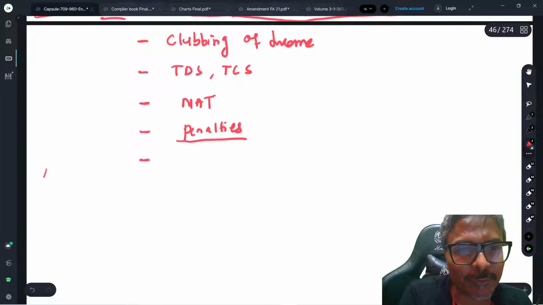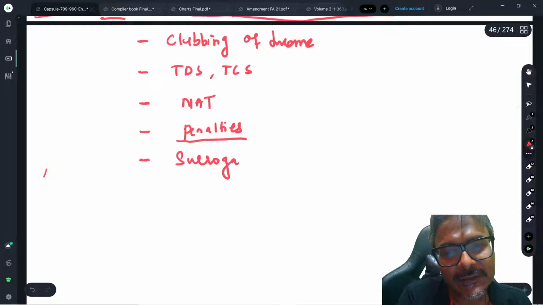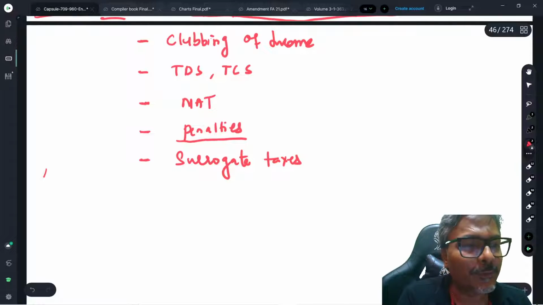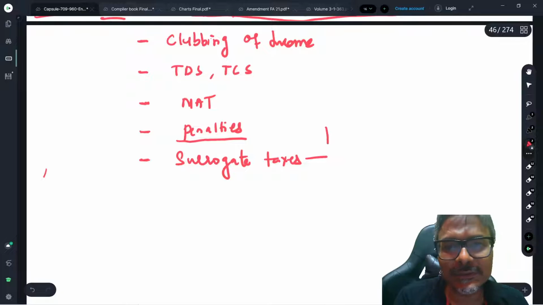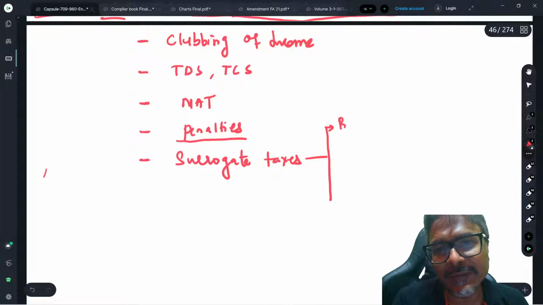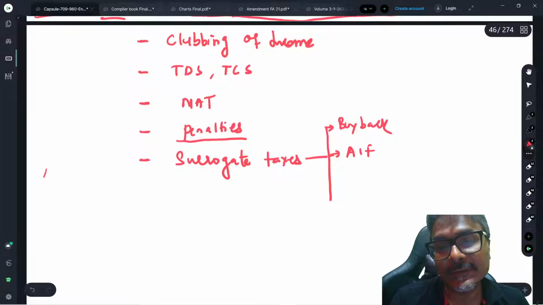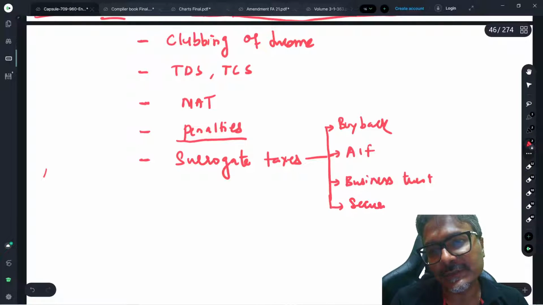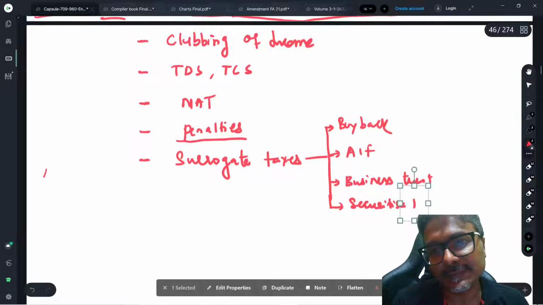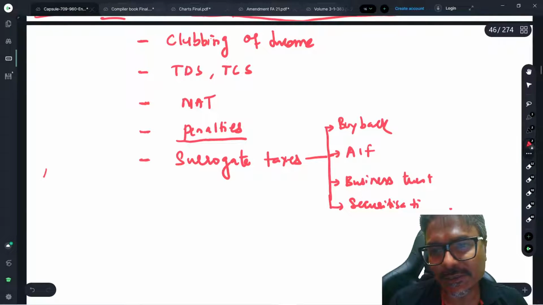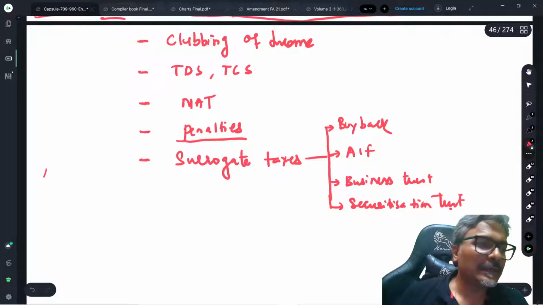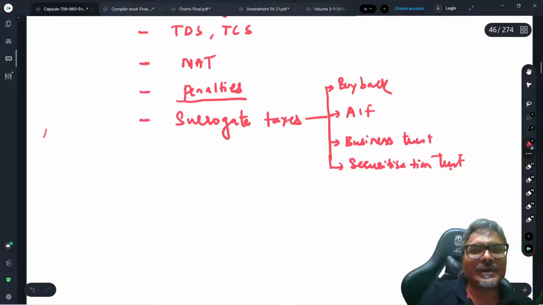Okay, so I forgot one topic, students. Surrogate taxes. You'll say, so what is surrogate taxes? Students, in surrogate taxes you get the buyback, the AIF, business trust, securitization trust. That is how it would be.